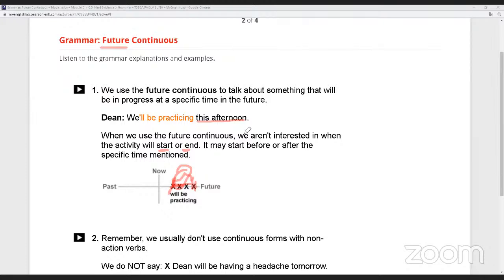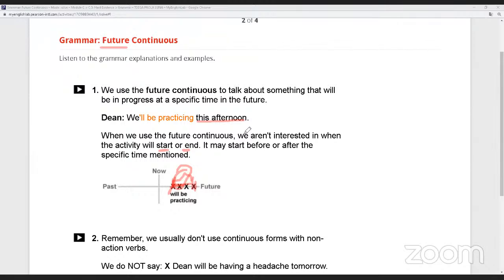Okay, so in some cases, yes, we're going to mention when the action will start, right? You can do it or you can't. It's up to you. It's up to the context. It's not wrong. Take care. When we say we aren't interested in when the activity will start or end, it doesn't mean that it's wrong. It means that we're not interested at all, right? If we mention it, okay, it's great. Or if not, it's also okay.